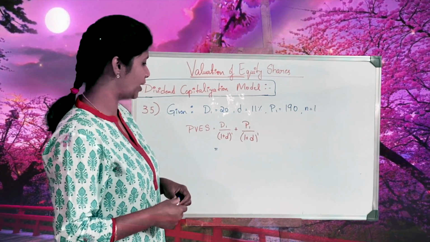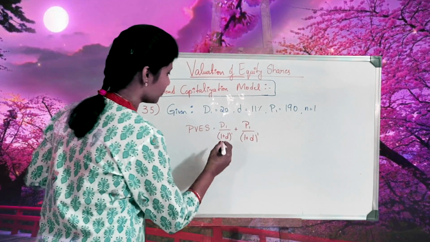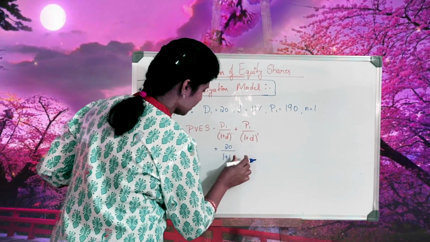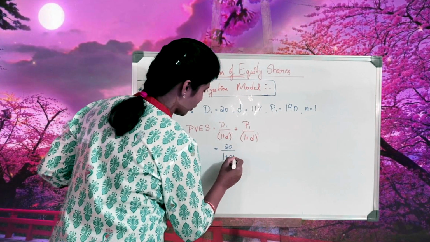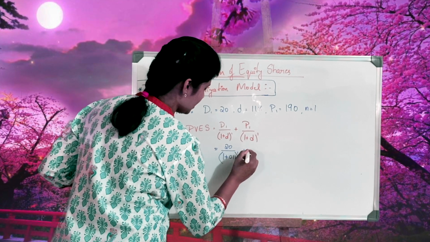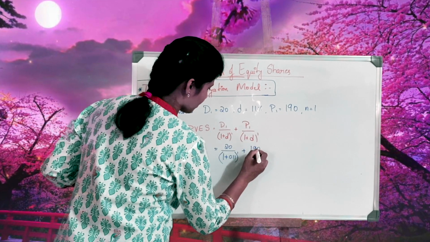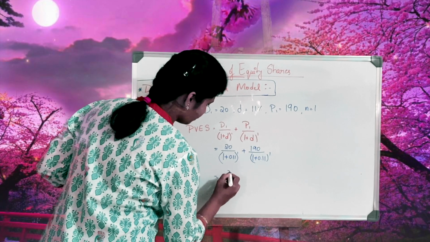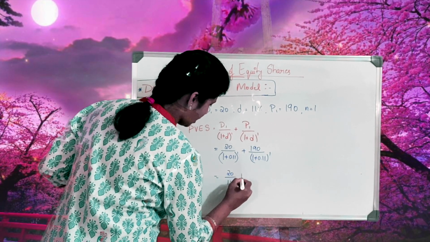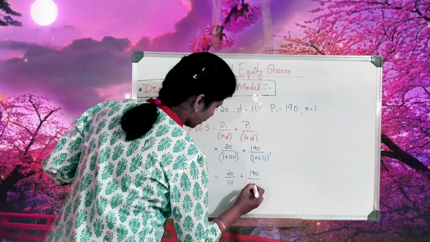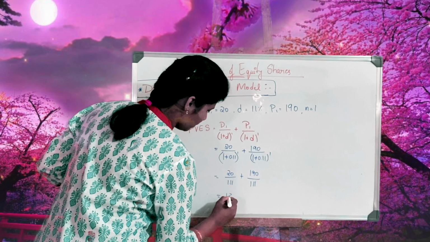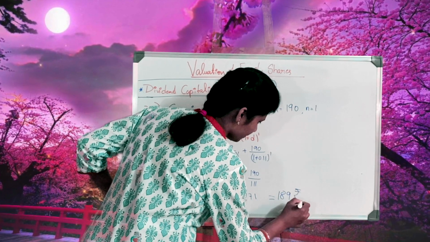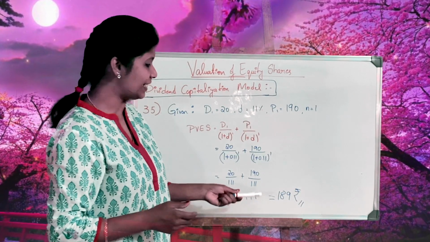The formula for the one period model is D1 divided by 1 plus d to the power of 1, plus P1 divided by 1 plus d to the power of 1. So dividend is ₹20, 1 plus 0.11 to the power of 1, plus P, which is 190, divided by 1 plus 0.11 to the power of 1. So it is 20 divided by 1.11, plus 190 divided by 1.11. This gives you ₹18 and ₹171, which is ₹189. So the present value of the equity share is ₹189.